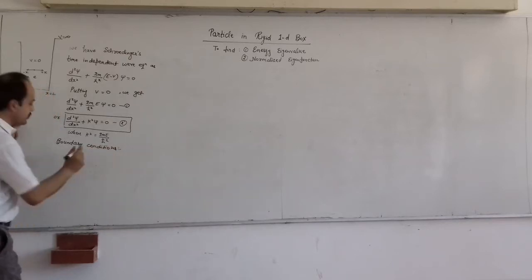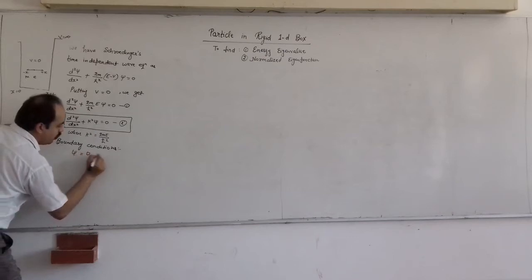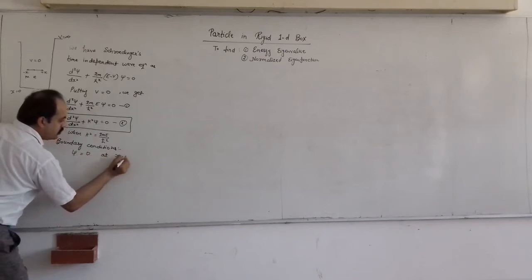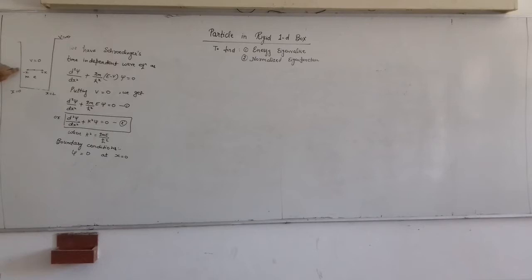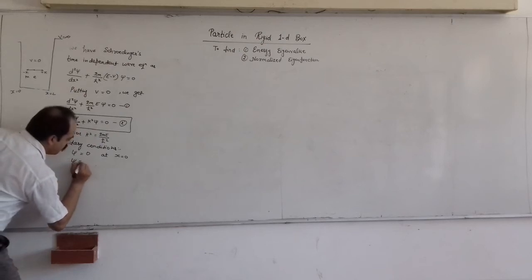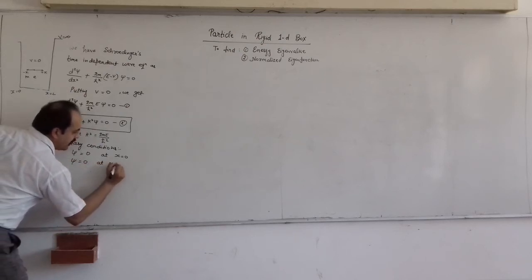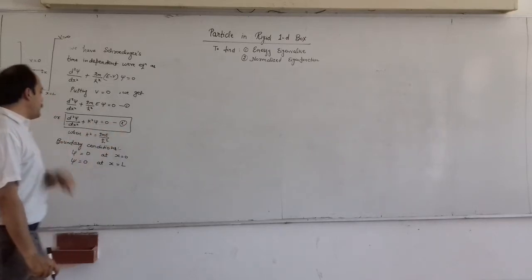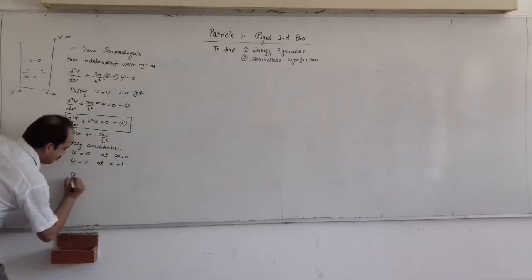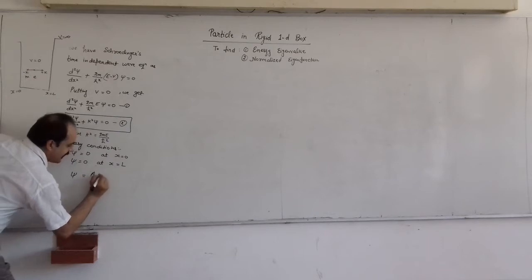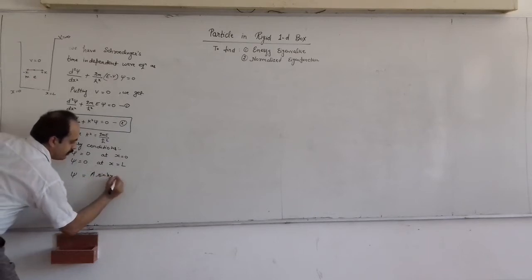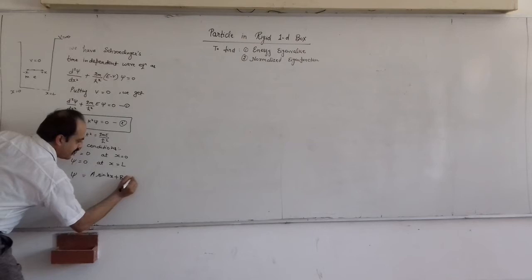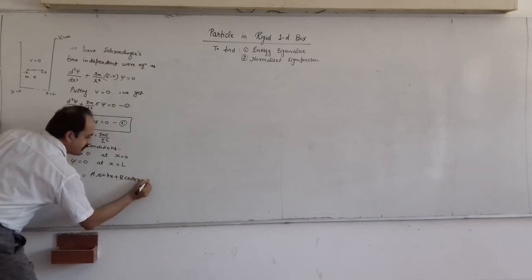What are the two boundary conditions? Psi is equal to 0 at x is equal to 0, and psi is equal to 0 at x is equal to L. The general solution of equation number 2 can be written as psi is equal to A sin kx plus B cos kx. Equation number 3.